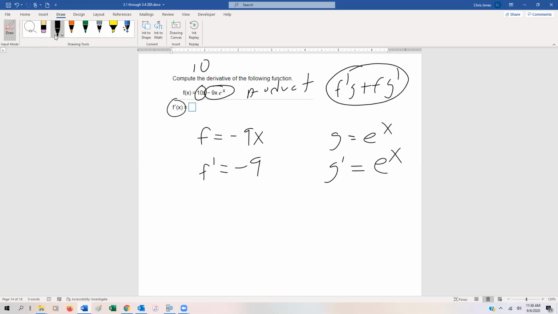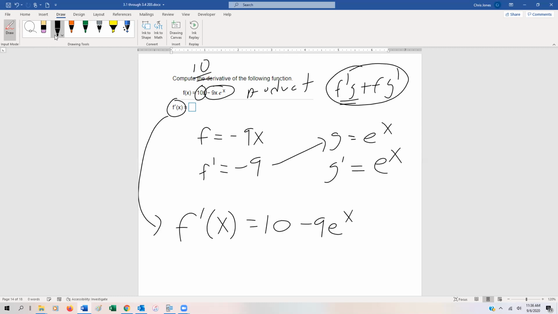So now what we're going to do is we're just going to find the derivative of the big function. Now remember, we have this 10, and we're going to have f prime g. So we have f prime g, which is negative 9 e to the x. And then we have plus f g prime, which is negative 9x e to the x.